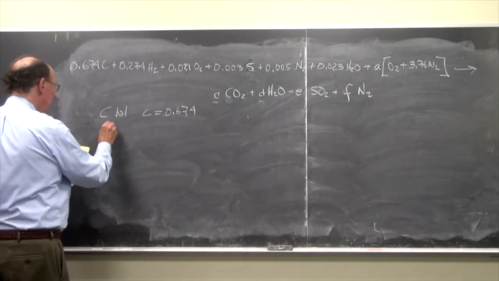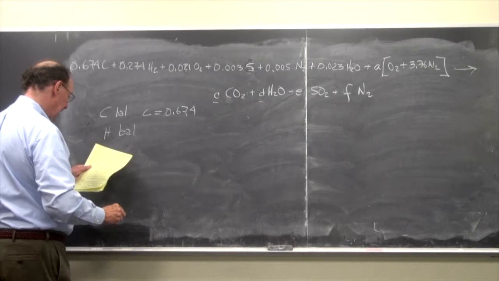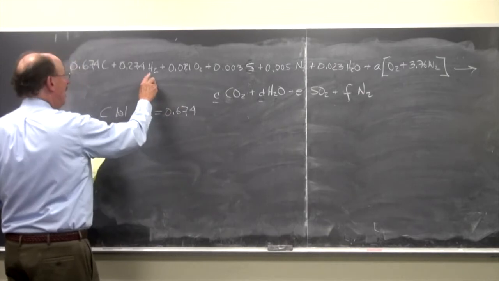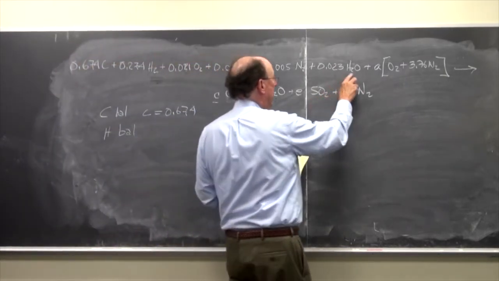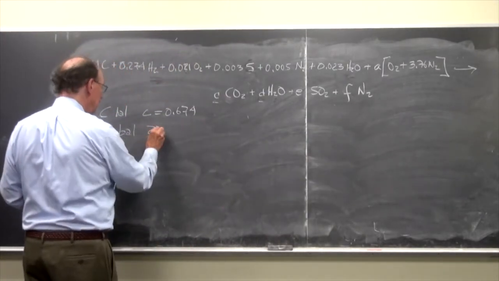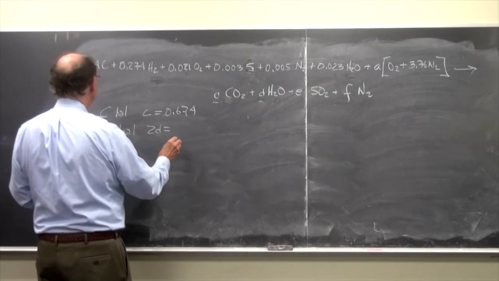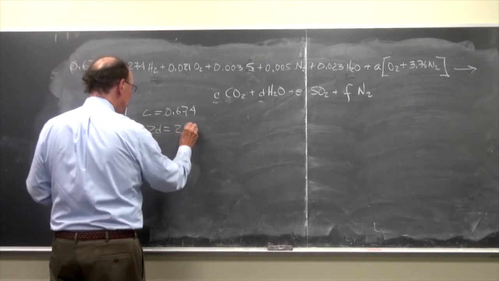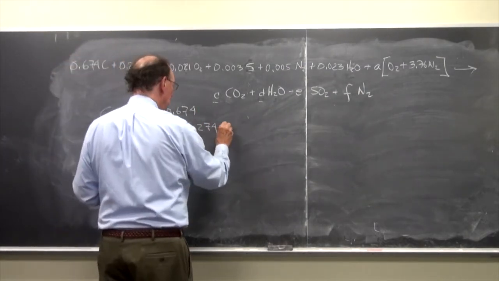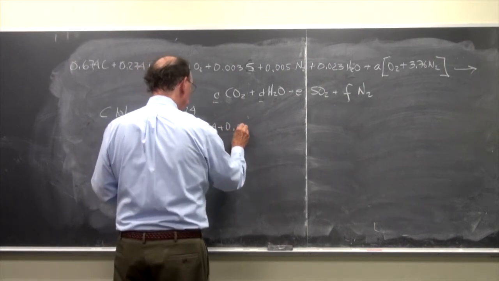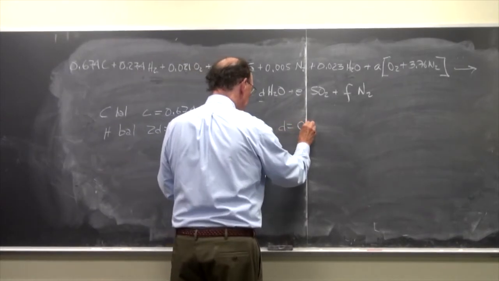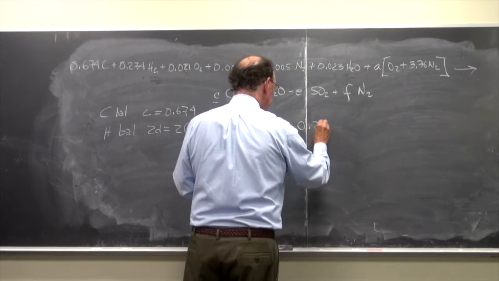I have an H balance. And over here I have 2D. So I have hydrogen here and I have some hydrogen in here, so I have to account for all the hydrogen. If I start off with 2D, 2D is equal to 2 times 0.274 plus 0.023, or we get that D is equal to 0.297.